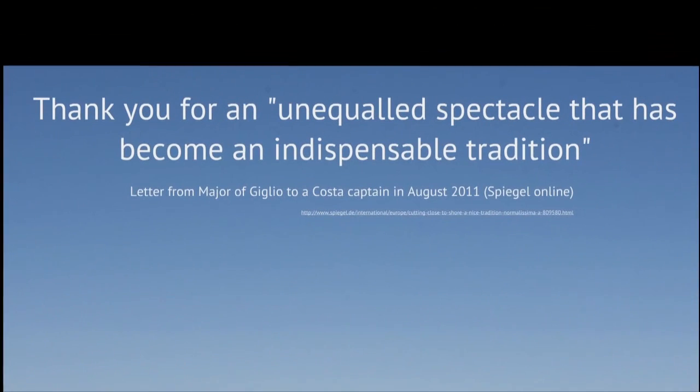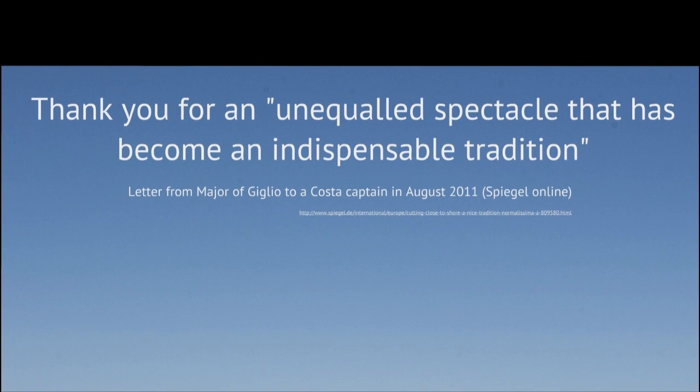Another example of the path dependency of risk, not taken from your world, but rather from the worlds that are typically thought of when we work with safety science, is from the transportation industry. This is the example of a letter written by the mayor of a little Italian island called Giglio in August 2011. The letter was written to a cruise ship captain at a shipping company called Costa. In this letter, the mayor thanks the captain for an unequaled spectacle that has become an indispensable tradition. Indispensable tradition, really appealing to history here.